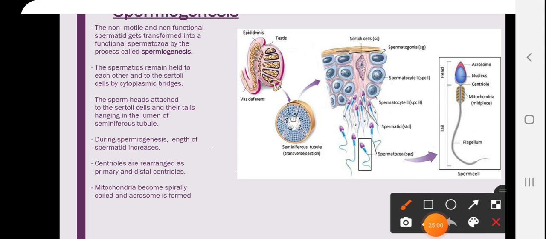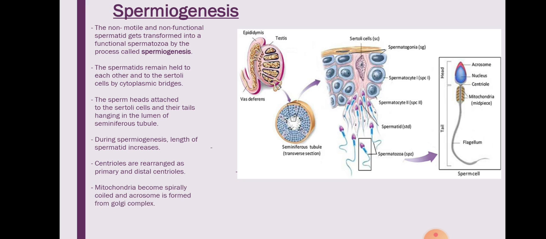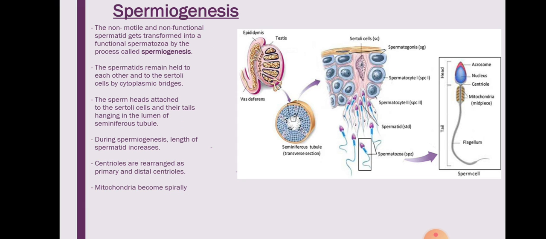The mitochondria in the spermatid now become spirally arranged and they form the middle piece, and centrioles are present in the neck region.